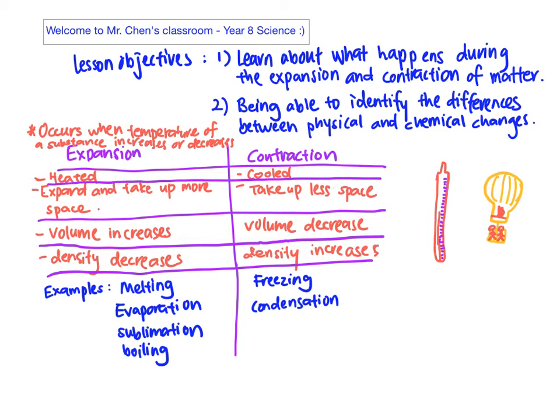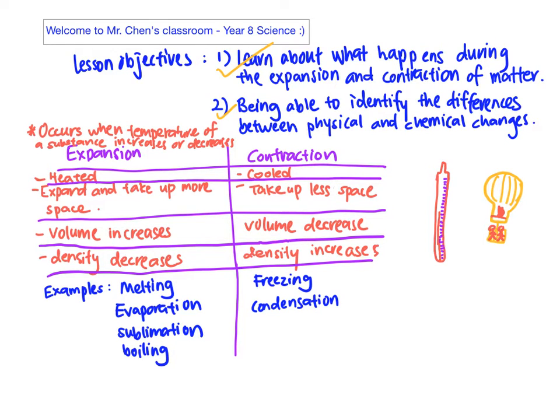Alright, now let's look at the lesson objectives. Lesson objective number 1: by the end of this lesson, you should be able to learn about what happens during the expansion and contraction of matter. And number 2: you will be able to identify the differences between physical and chemical changes. Alright, pretty easy. So let's start.